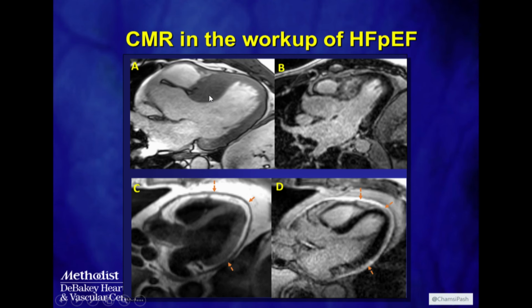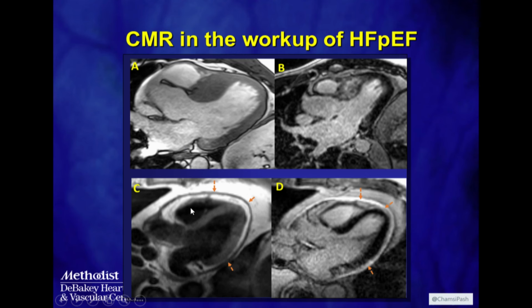So here you see an asymmetrical septal hypertrophy on this three-chamber view. So this is a case of hypertrophic cardiomyopathy. And here's the scar image for this case. And you can see quite extensive patchy non-coronary artery disease scar in the septum, also consistent with HCM.